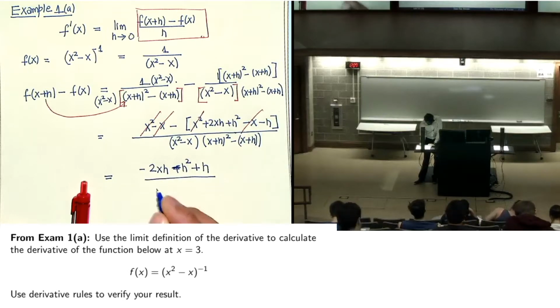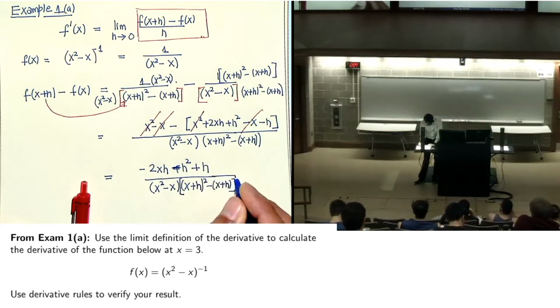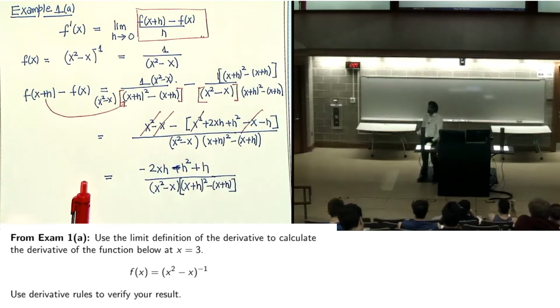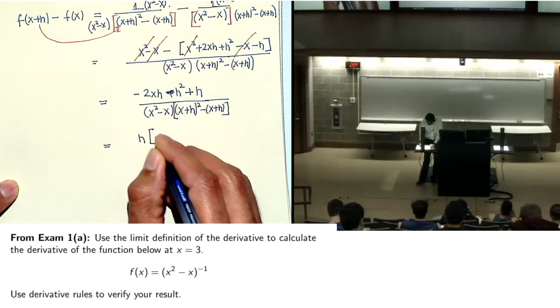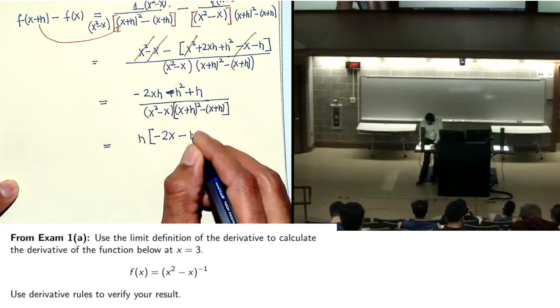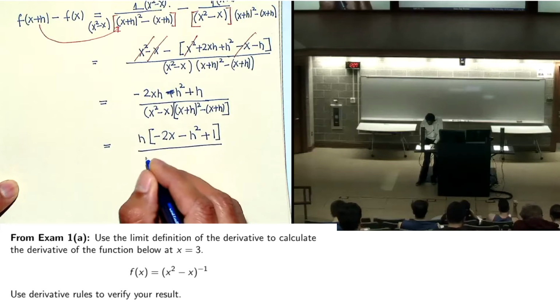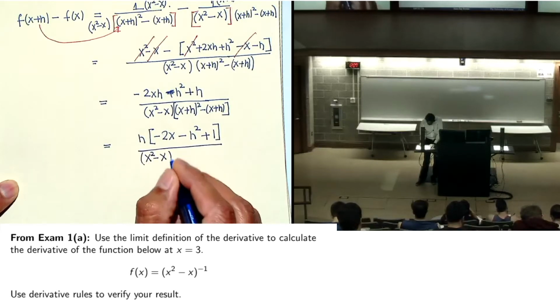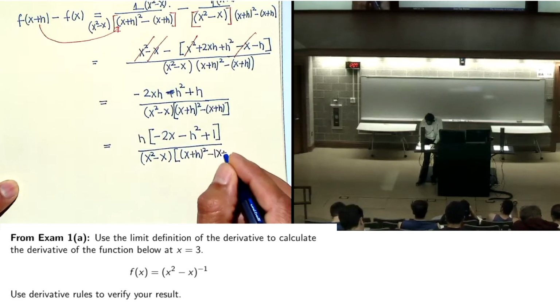Whole thing is divided by x square minus x plus h square minus x plus h. Anything here which is not clear? Okay. One thing I can do more is I can pull out h. If I pull out h, it is going to be minus 2x minus h square plus 1. Whole thing is divided by that monster, which is x square minus x plus h square minus x plus h.